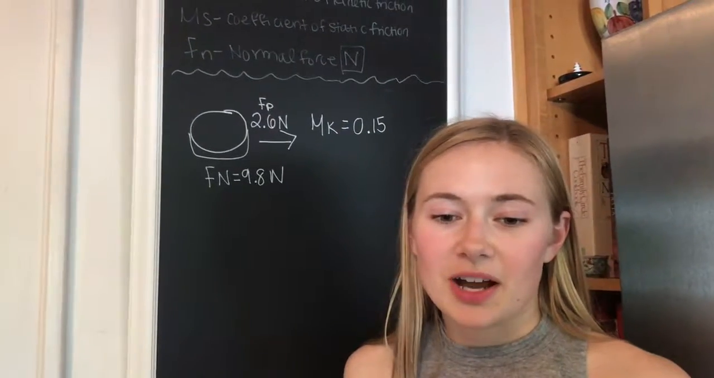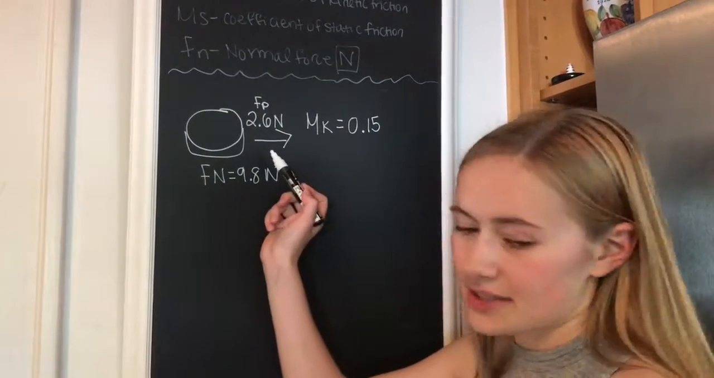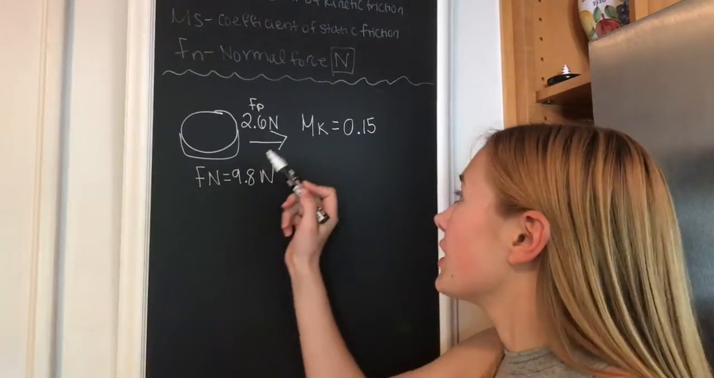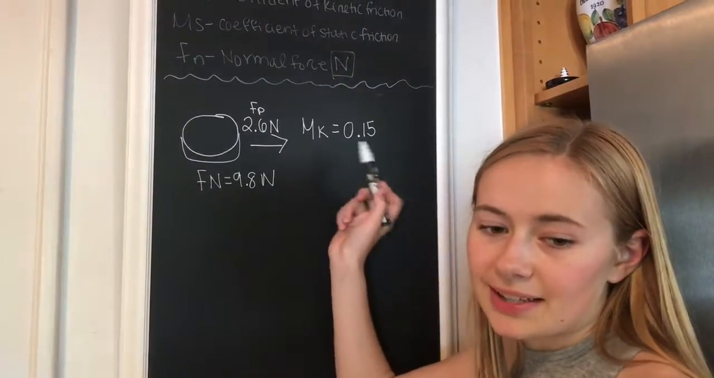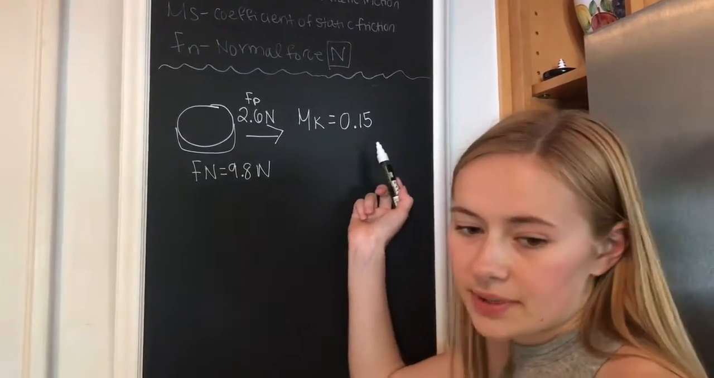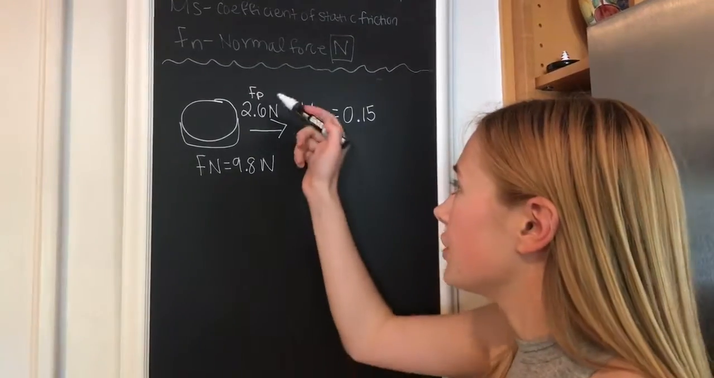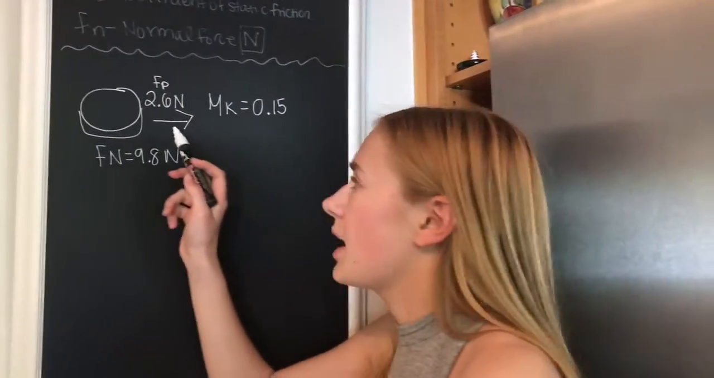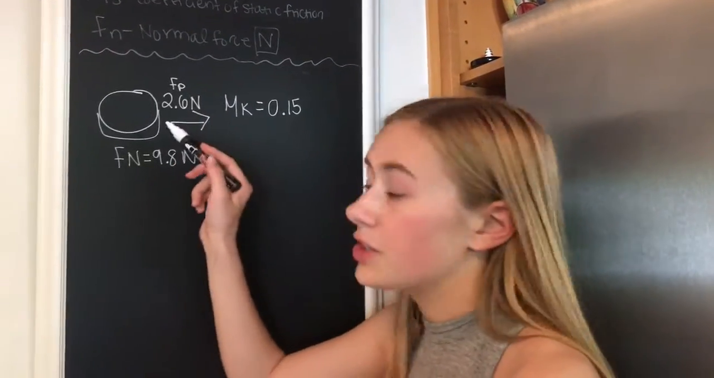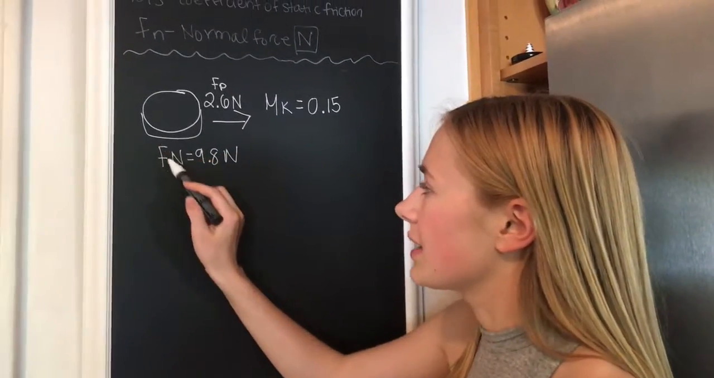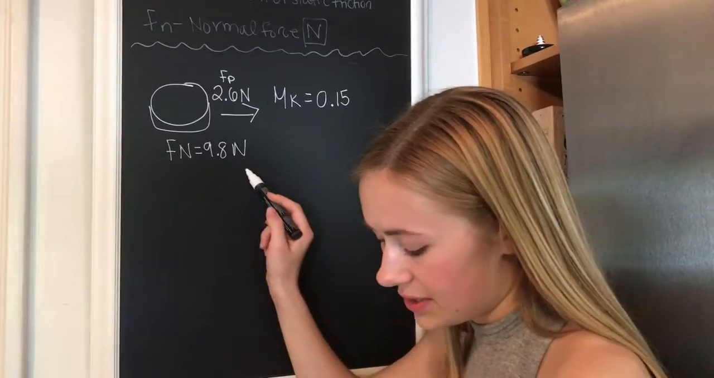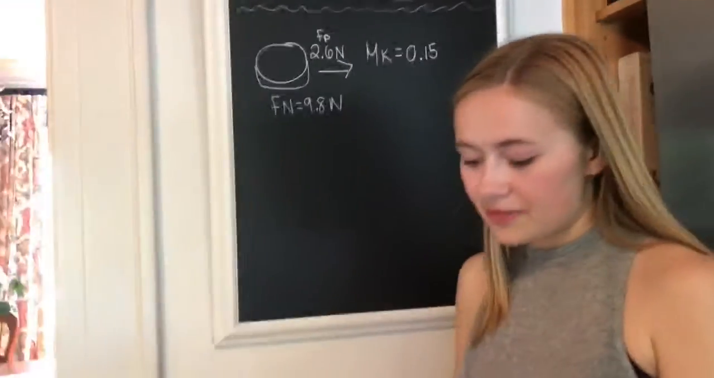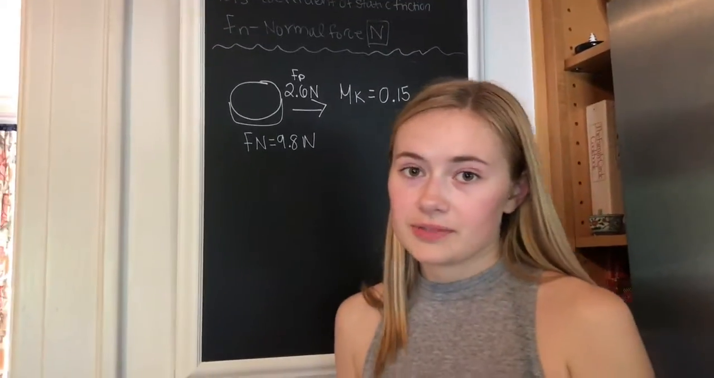This problem describes a hockey puck being pushed across the ice. The coefficient of kinetic friction between the puck and the ice is 0.15. A 2.6 newton push force is applied to push it to the right. The normal force acting upon the puck is 9.8 newtons. Now we will do a problem to find the frictional force.